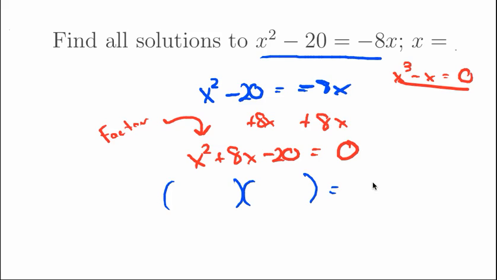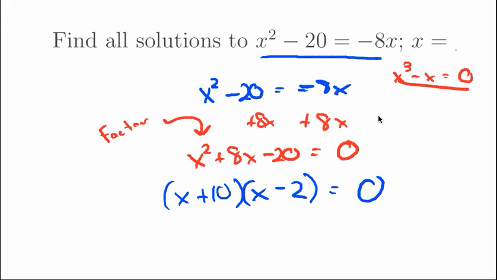Let's set up my parentheses. This thing will factor into x, an x here and an x here. I need two numbers, probably whole numbers, that multiply together to give negative 20 and add together to give plus 8. I hunt around for that, and pretty quickly I come up with plus 10 and minus 2. I can check this with the FOIL method, and that actually works, so this is a correct factorization.